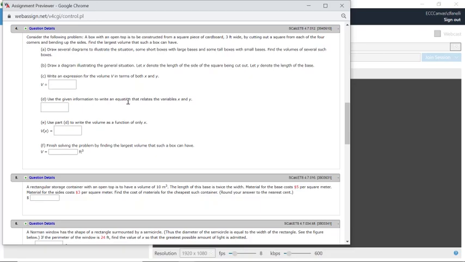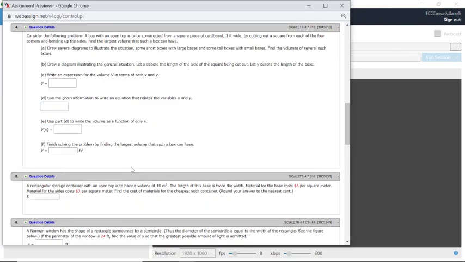Now use the given information to write an equation that relates x and y. What's the constraint here? We're being told that the piece of cardboard must be 3 feet by 3 feet. That's a restriction. And that's going to help us to relate x to y. So come up with your constraint equation. Then combine these into a single variable objective equation where they're saying they want the single variable to be x, and then solve the problem.